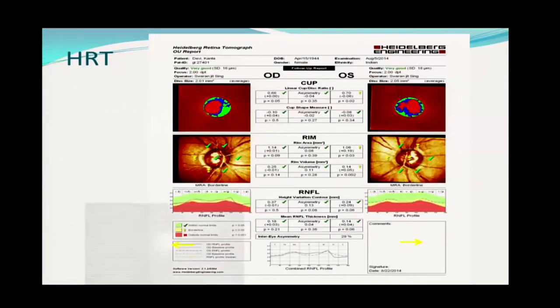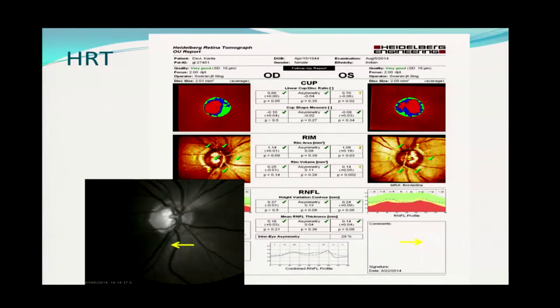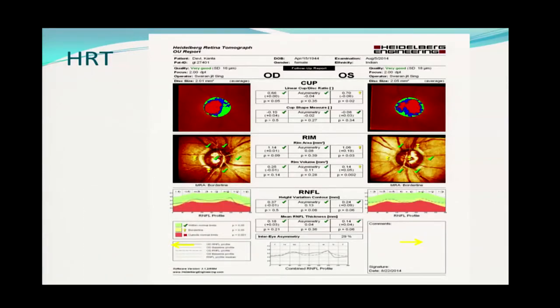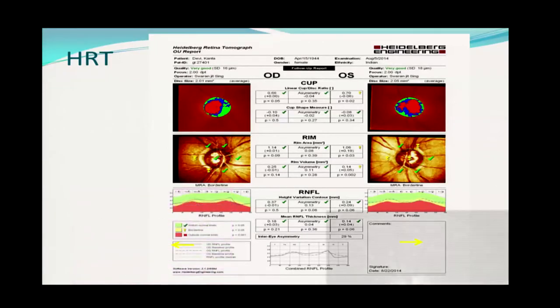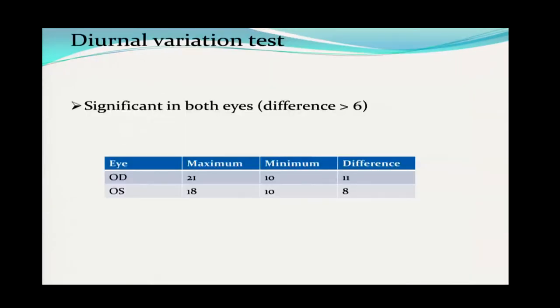And of course, you can do other ancillary tests to prove the point, but clinically, you know where you are. And if you have done other tests, then you interpret those tests in light of what you are seeing clinically. So you have already seen these nerve fiber defects, and also, so what will you do?